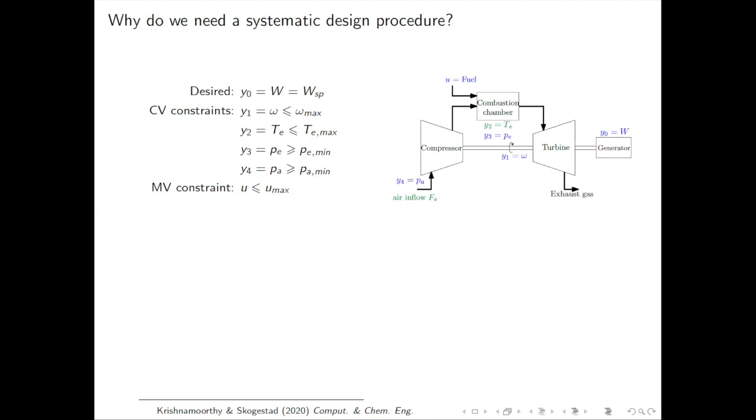Let us look at a simple example to motivate why we need a systematic design procedure for designing the selector blocks. Now consider a gas turbine engine, say for example for power generation or for aircraft propulsion, and we have two manipulated variables, the air inflow rate and the fuel rate. Suppose the objective is to control the engine power to a desired set point subject to a maximum constraint on the rotational speed, a maximum constraint on the engine temperature, a minimum constraint on the engine pressure, and a minimum constraint on the air inlet pressure. And in addition, we have a max constraint on the fuel injection rate.